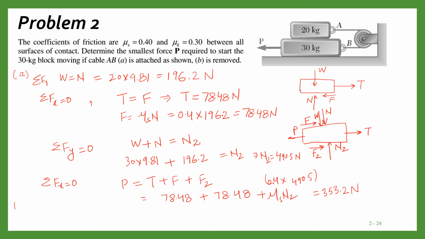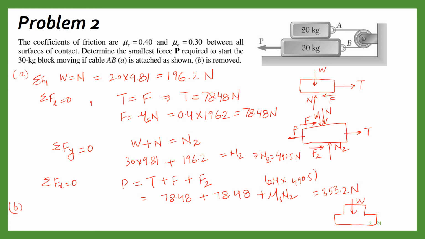Okay. Now second part is a little simpler one, B part. Okay. So let us solve the B part here. Okay. So free body diagram. So when this cable is detached, then this will act as a single body.